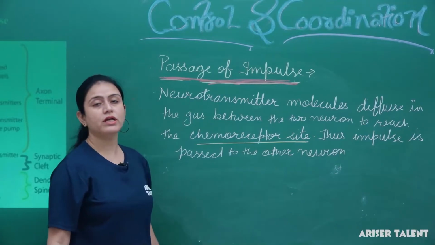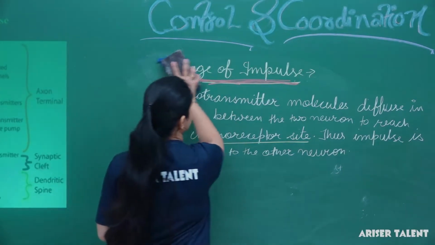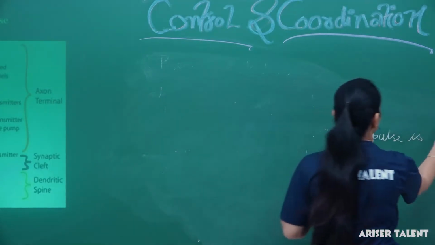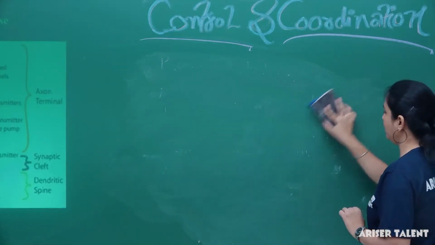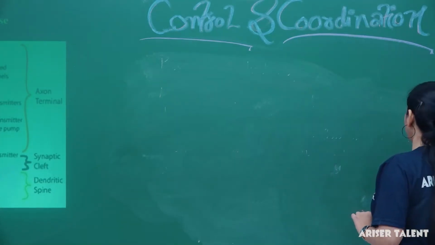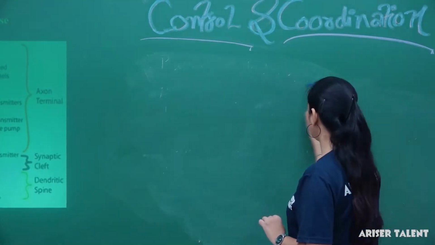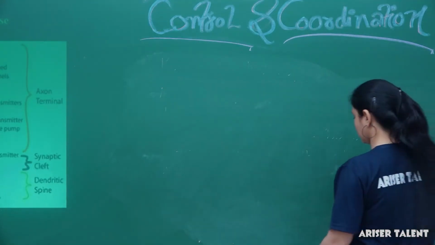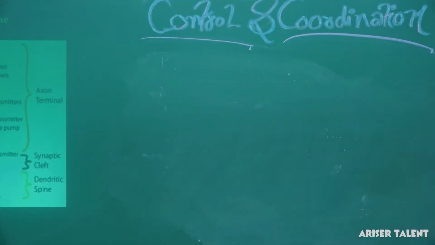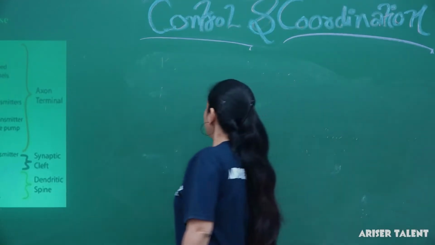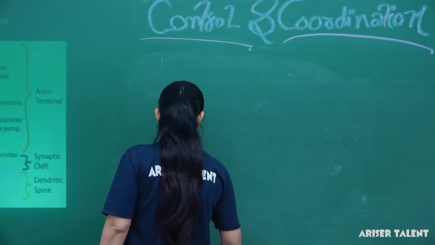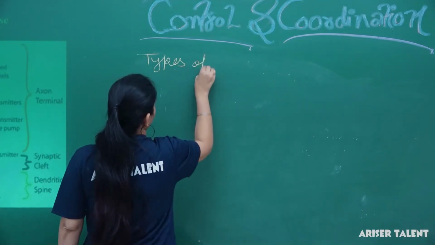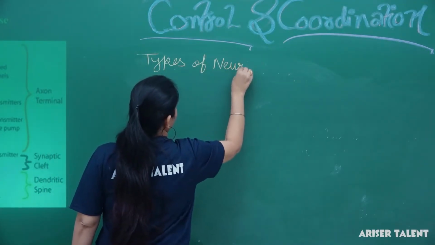Now we will talk about the types of neurons. Generally there are three types of neurons. What are they? Sensory neurons, motor neurons and reflexive neuron. Okay, now we will talk about types of neurons.